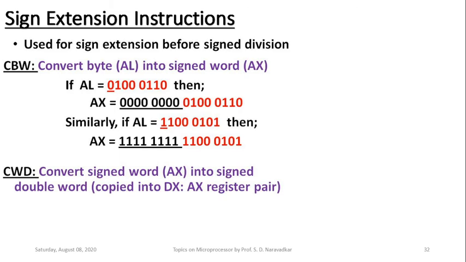So this is all about the arithmetic instructions here. I hope that you understood these concepts. You have to revise them. These instructions are extremely important from the assembly language programming point of view. So revise them.